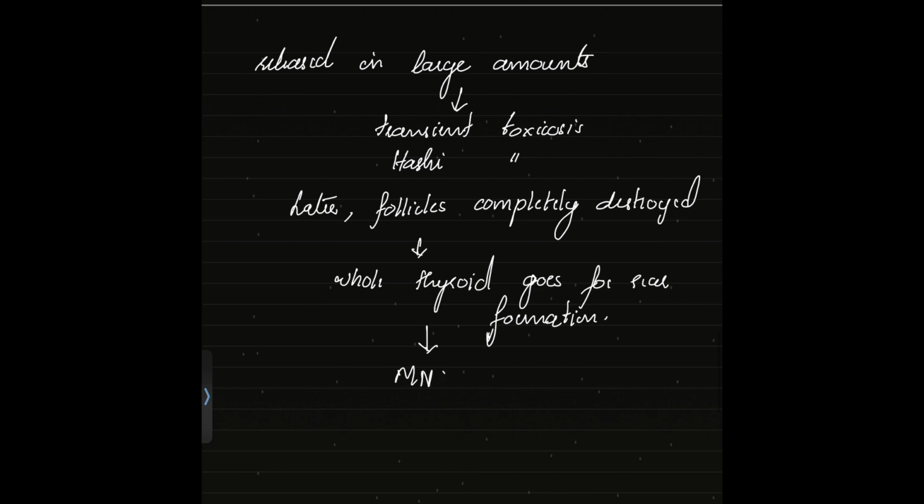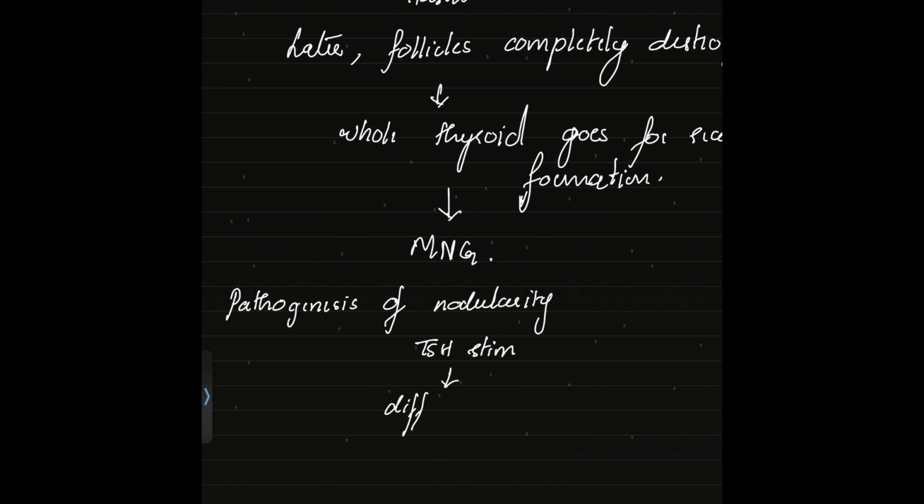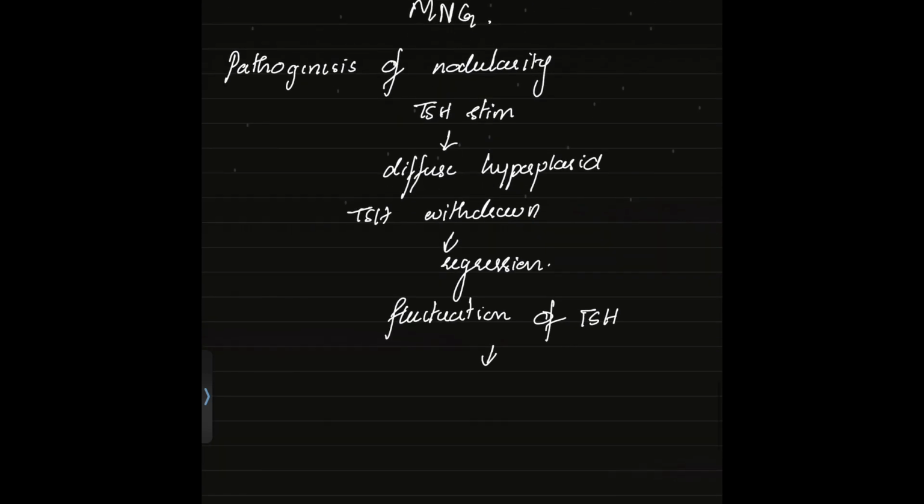Now let us discuss the pathogenesis of nodularity. How are these nodules formed in multinodular goiter? We know it is because of TSH stimulation. TSH stimulation causes diffuse hyperplasia, which is reversible if it is ceased. When TSH is withdrawn, there is regression of the follicles. So there is basically a fluctuating level of TSH.